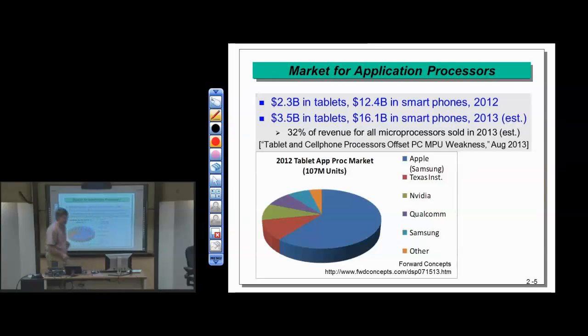Tablets, as I said, are often put in the same market. Here it's now broken out a little bit: 2012 tablets versus smartphones, and then 2013 is estimated. When I put the slides together in December, I didn't have the data for 2013 yet. But what it does say is that 32% of the revenue of all microprocessors sold in 2013 is in tablets and smartphones.